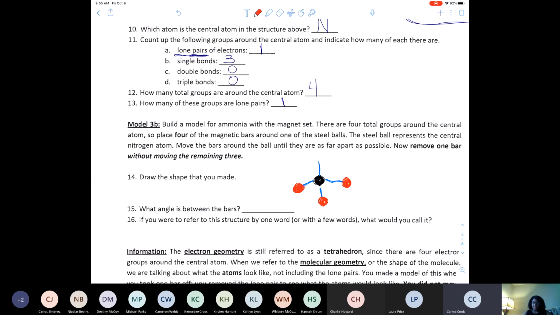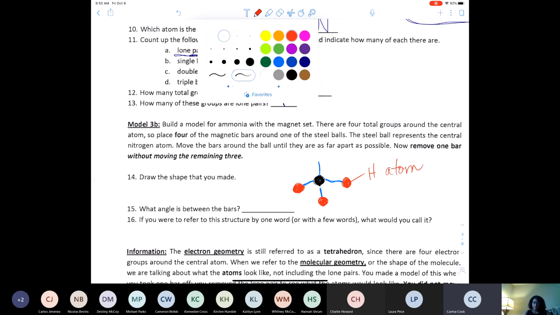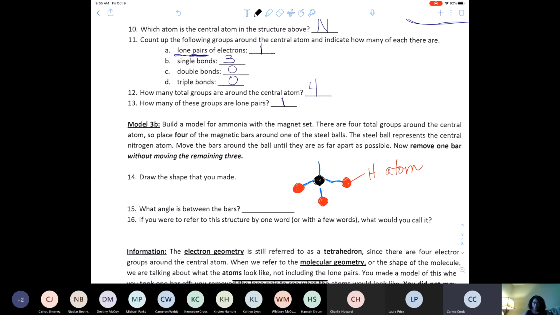So my red spheres are my hydrogens. And then that stick with no atom attached, that of course is my lone pair of electrons.